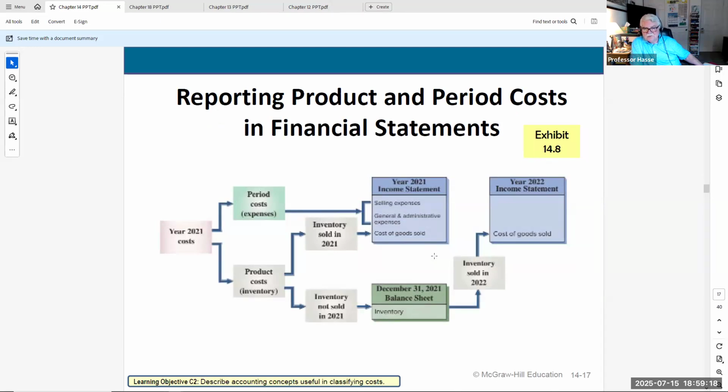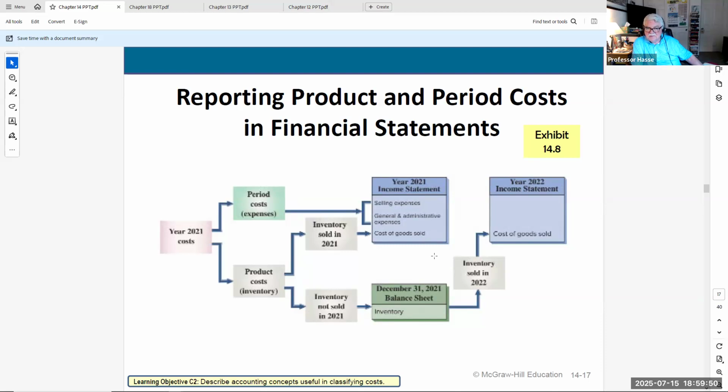If you sell it, notice it goes to the income statement as a cost of goods sold. It becomes an expense. If you don't sell it, it stays in inventory and goes on the balance sheet for that year end. Then in the next fiscal year, 2022, when you do sell that inventory that has yet to be sold, it becomes an expense in another operating year because you no longer have it in your inventory and it's been sold.